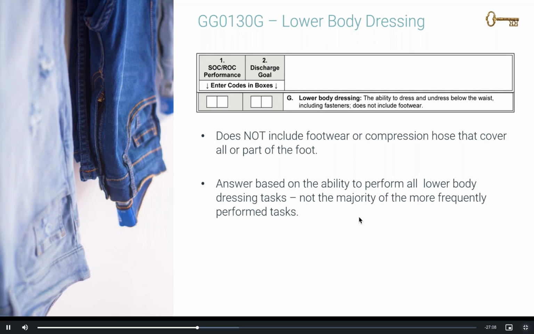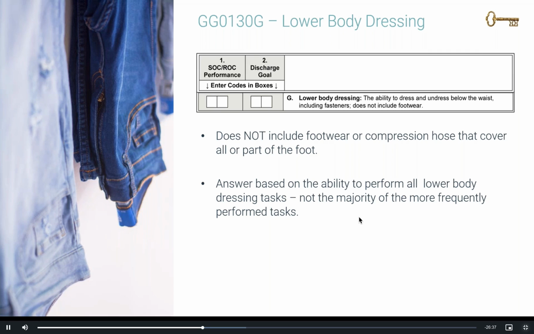And then with lower body dressing, the key thing to remember here is we've split out footwear from lower body dressing. It's not like M1820. So here, I'm not going to include regular footwear, and I also don't want to include any kind of compression hose. So any of your Ted hose or Jobst stockings, anything like that. If it's covering any portion of the foot or all of the foot, it's supposed to be considered part of footwear, even if it goes all the way up the leg. So that's a concept to keep in mind there.